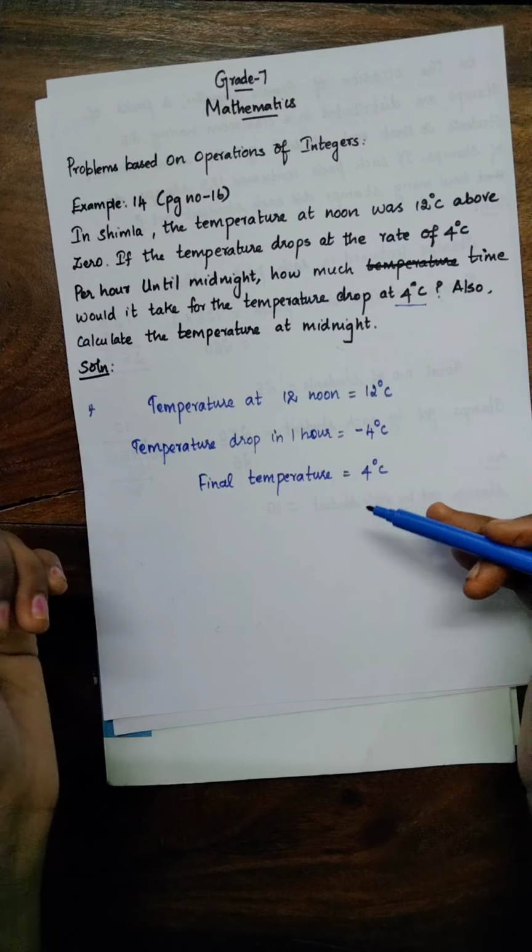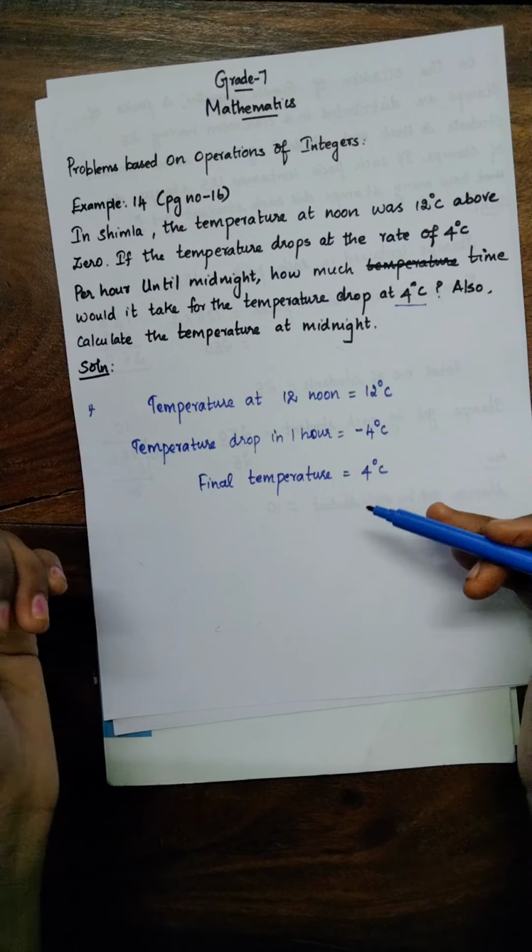Then it will be easy, okay? If you draw a number line, it will be easy to find the time taken. First, draw a number line. First, see the initial temperature. What is the initial temperature? That is 12 degrees Celsius. So, mark here, okay? This is 12 degrees Celsius.